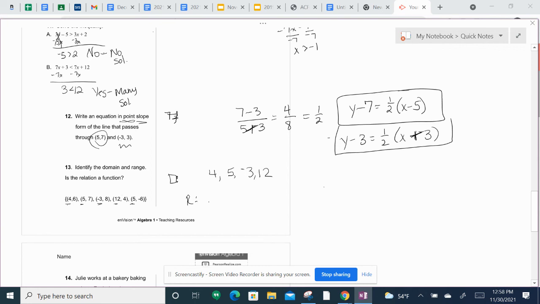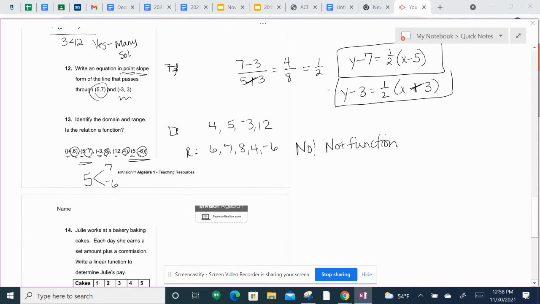My range are the y values. So in this case, it'd be 6, 7, 8, 4, and negative 6. No repeats on that one, so I'm just going to go ahead and write those all in. And then finally, is it a function? Remember, to be a function, every domain value can only go to one range value. And if you look at these 2 points here, I have the same domain value of 5 going to a range value of 7 or negative 6. And so that means no, it is not a function.